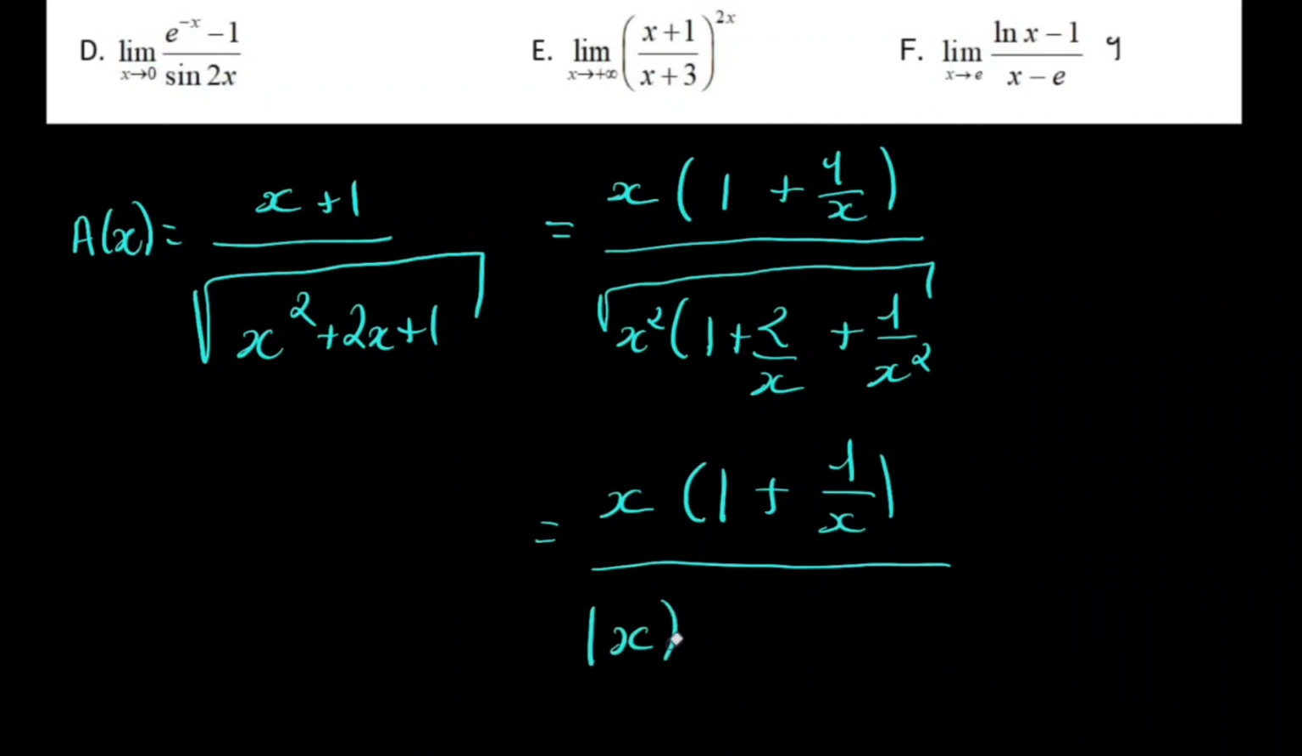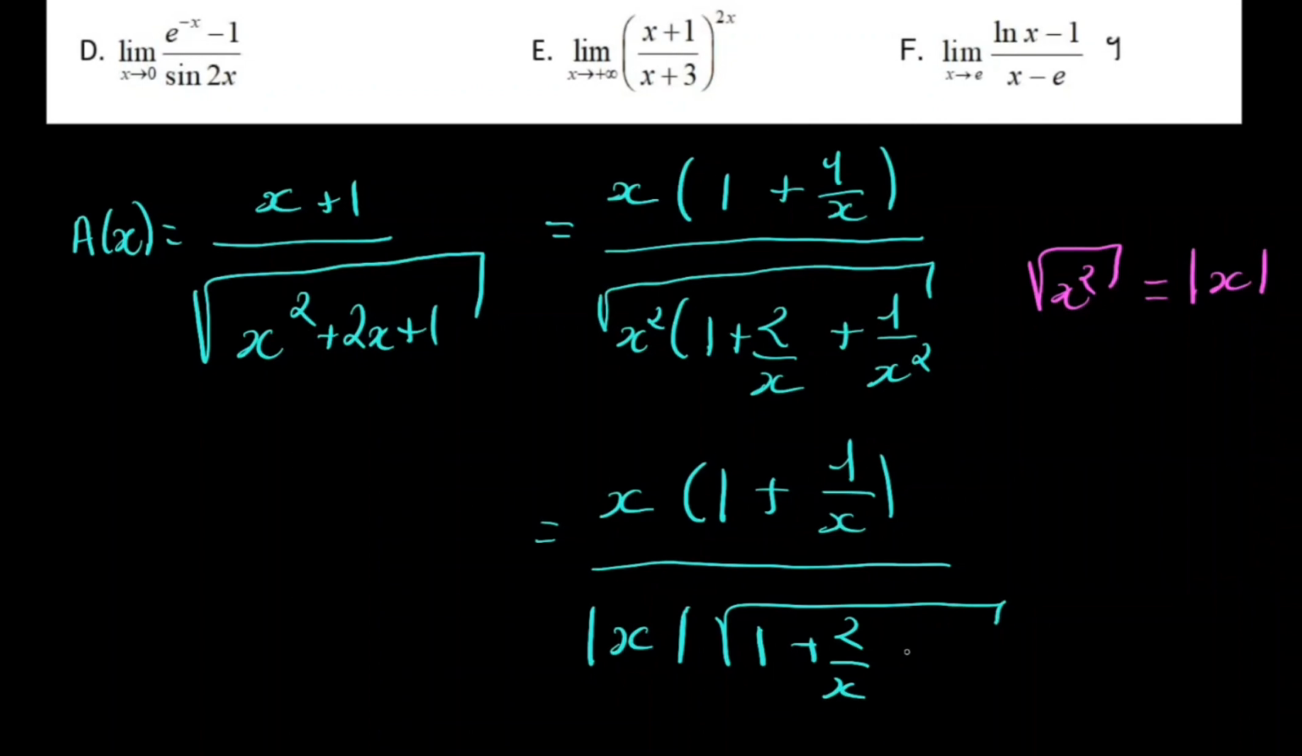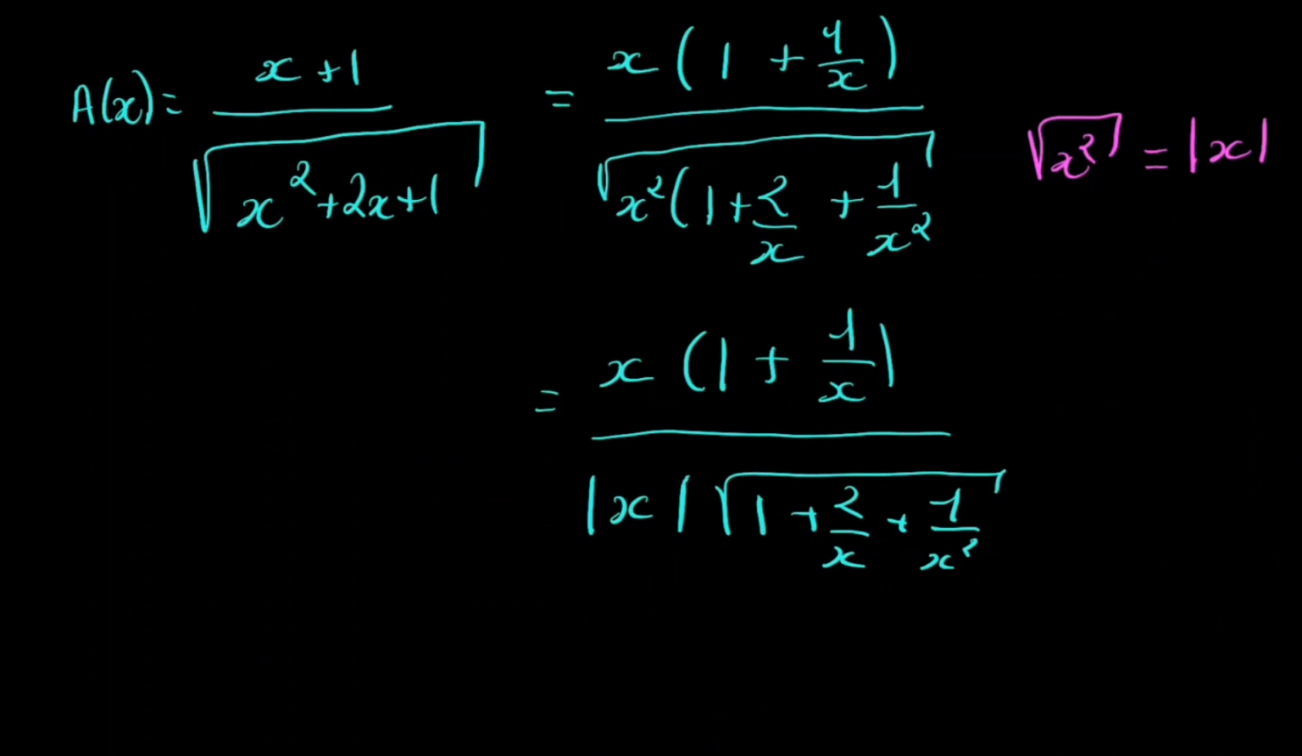Sorry, not x, because square root of x squared is equal to the absolute value of x. So here we have absolute value of x times the square root of 1 plus 2 over x plus 1 over x squared. You can see that in plus or minus infinity, these terms will go to 0, because 1 over infinity is equal to 0.